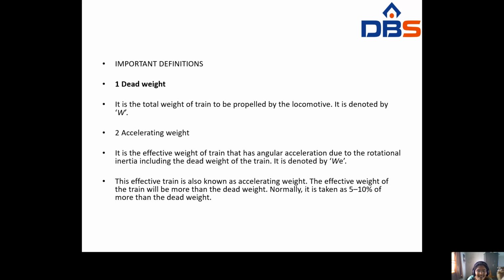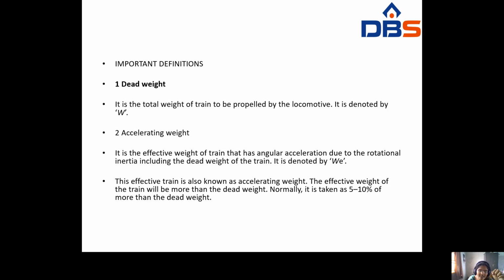Next one is what? Accelerating weight. Accelerating weight is the effective weight of the train that has angular acceleration due to rotational inertia, including the dead weight of the train. Dead weight means only the stationary parts' weight, but accelerating weight includes the rotating parts. That means angular acceleration due to rotational inertia, including the dead weight of the train. It is denoted by WE.